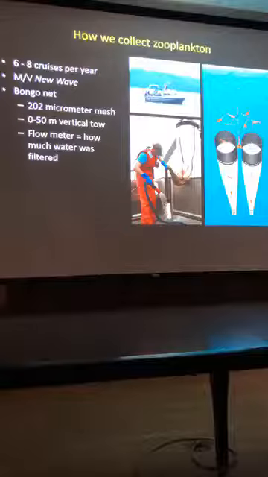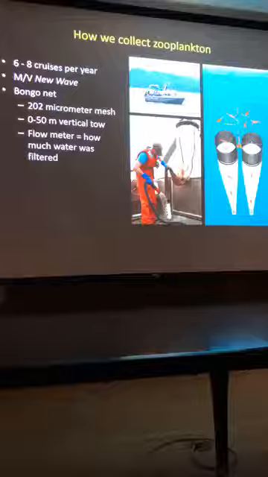So what we do is we have about 6 to 8 cruises a year that we go out and we hit all 12 of those sites, or 13 if we're working on the AMP, in our research vessel, the New Wave. Many of you have probably seen us on it or seen it in the harbor. And to collect zooplankton, we have a very specific net. Just like you'd be collecting fish, fish need specific nets to catch them in whatever way you're trying to catch them. Same thing with zooplankton.